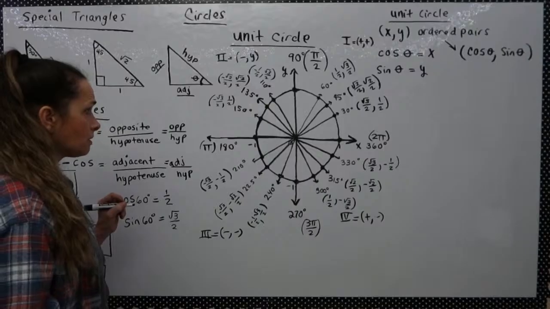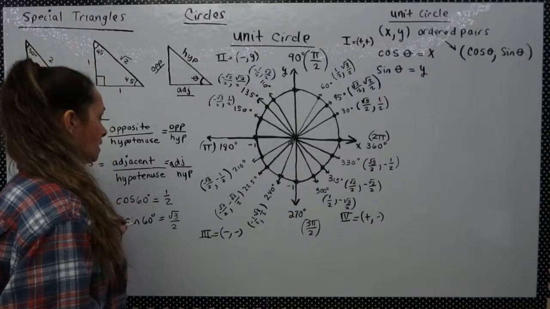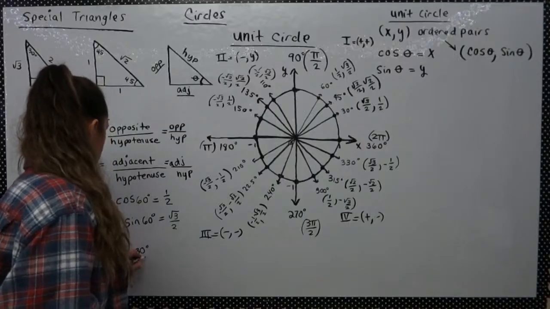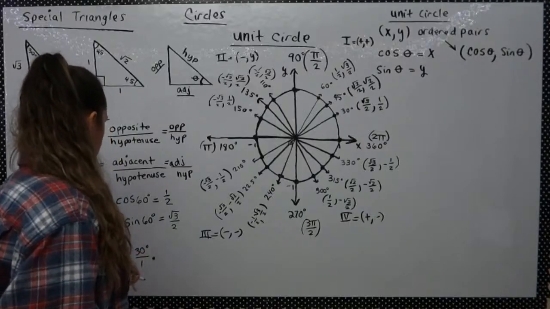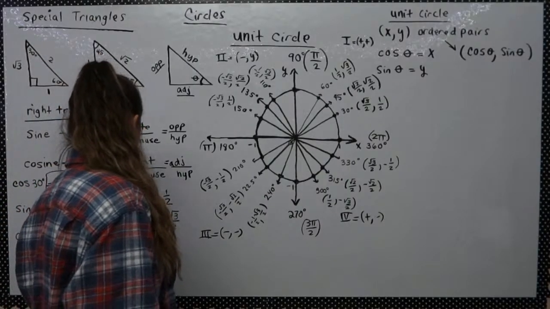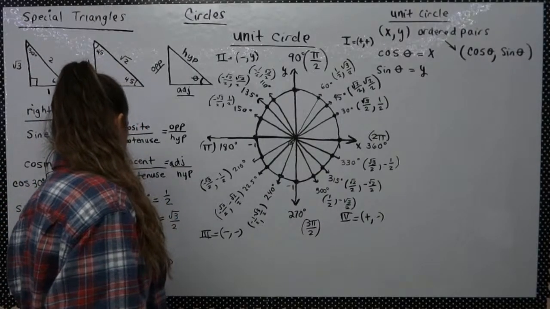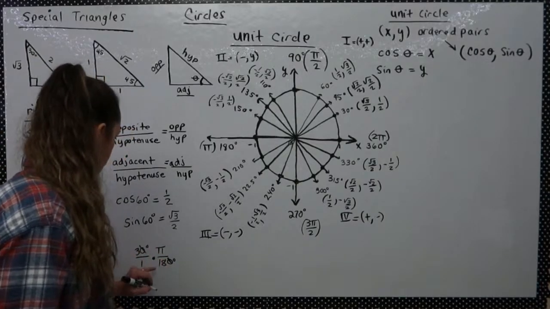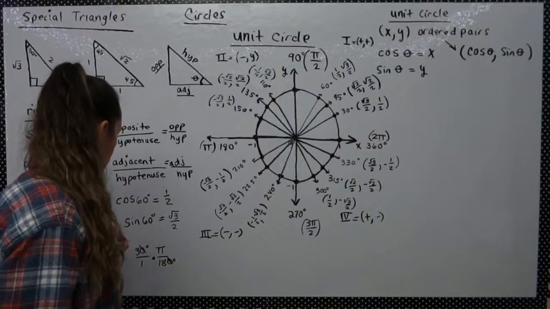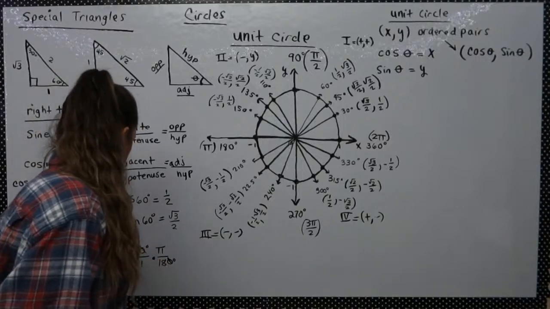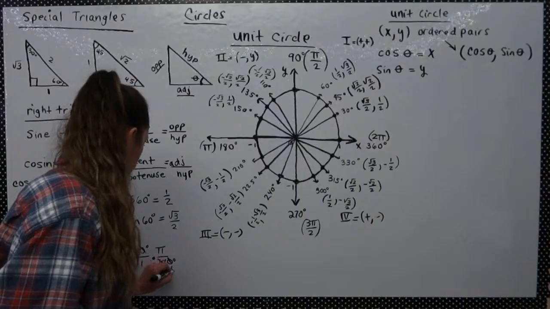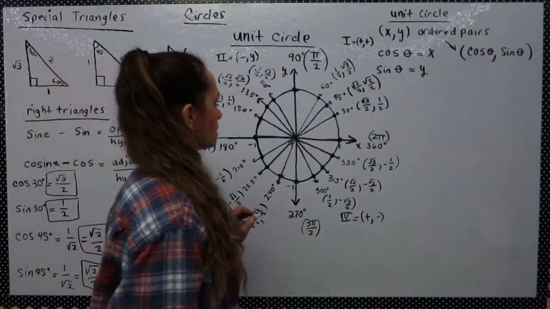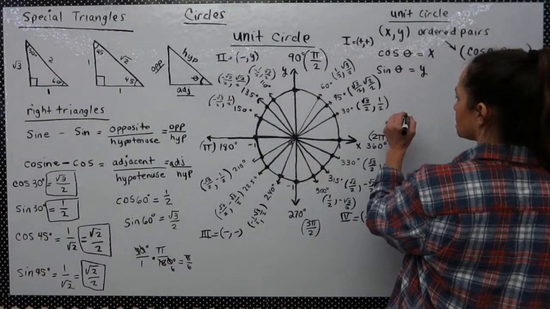So for 30 degrees, if I want to convert 30 degrees to radians, then I'm going to multiply it by pi over 180. And then I'm going to reduce it down. So those zeros cancel and 3 goes into 18, 3 times 6 is 18. So that's going to drop down and I'm going to have a 6 here. So that's pi over 6. So 30 degrees becomes pi over 6.